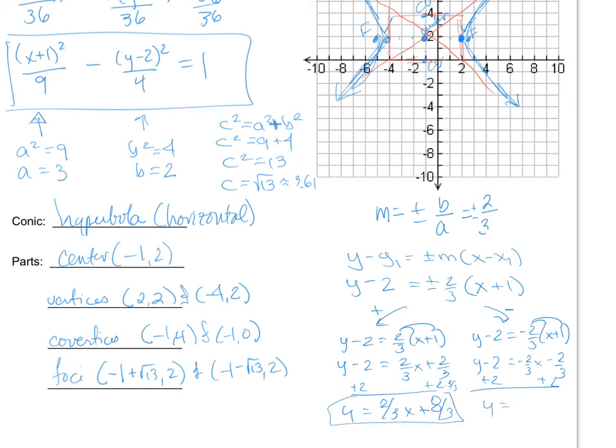And then y equals negative 2/3 x. Again, now I have to get a common denominator. So negative 2/3 plus 6/3 gives me 4/3. There's the other equation of my asymptotes. And we're done.